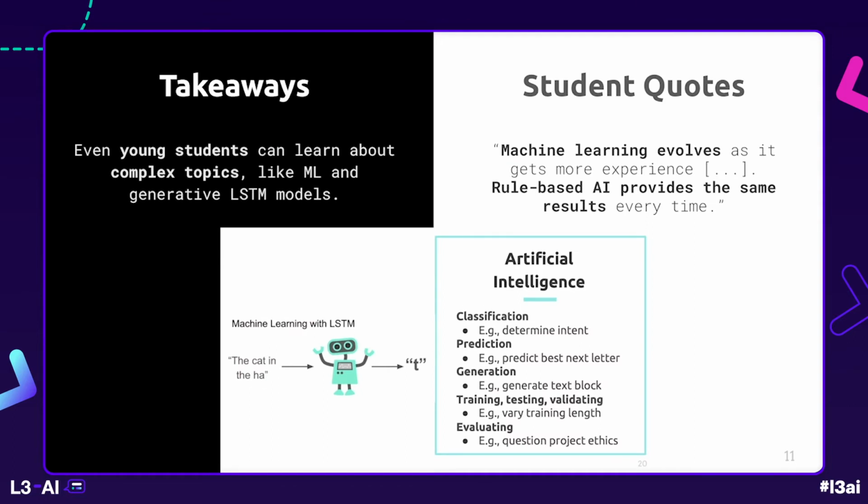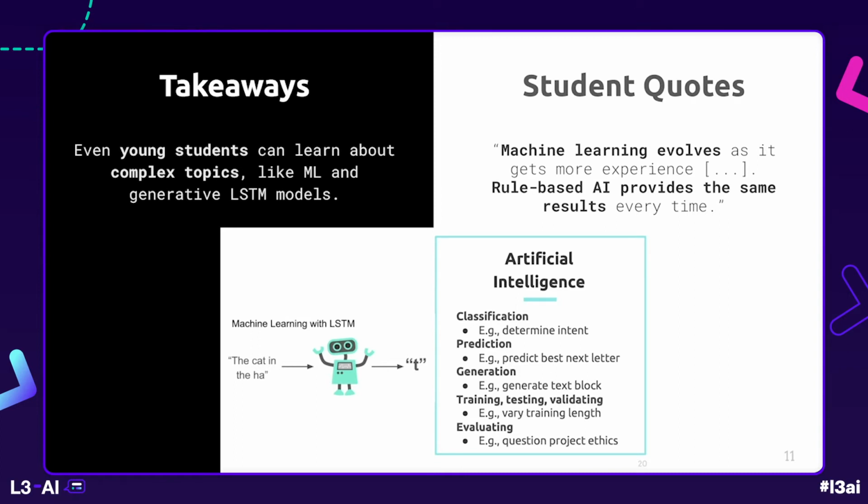And so with the workshops, we actually completed a study with the students. And here are the key takeaways that came out of that study. So even young students can actually learn about complex topics like machine learning and generative LSTM models. And we taught students about generative AI, as in the slide below there, and other machine learning concepts. And students responded to survey questions with their own explanations of machine learning.